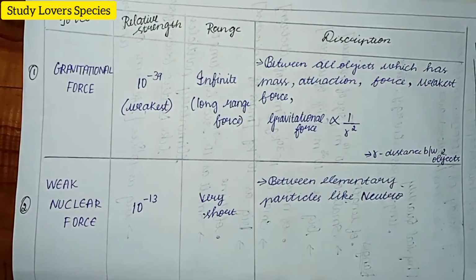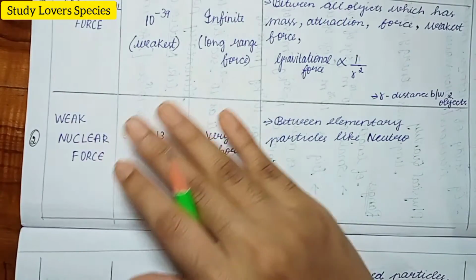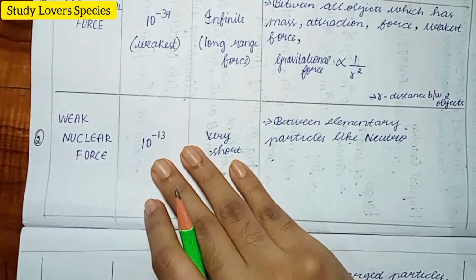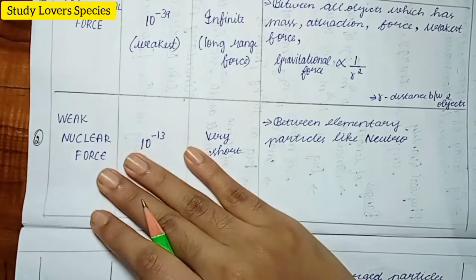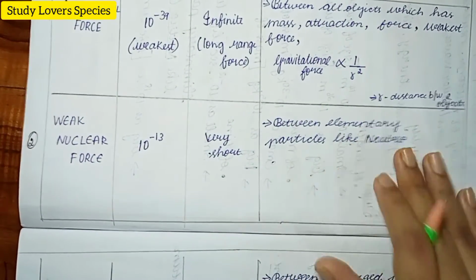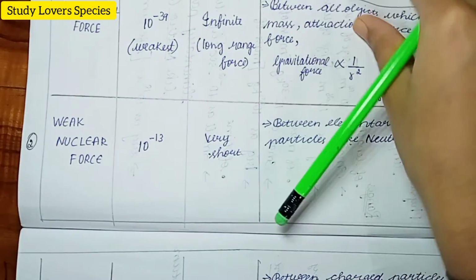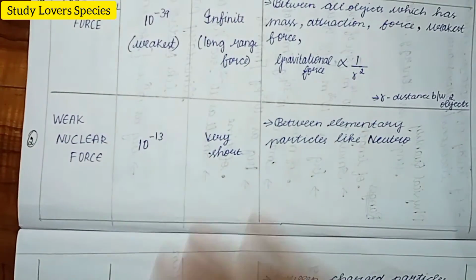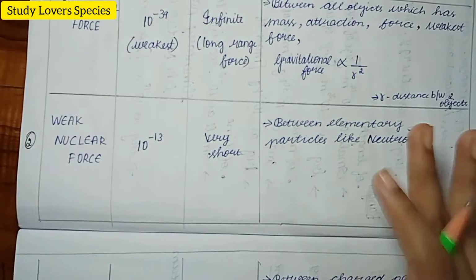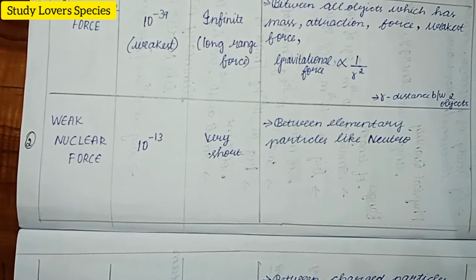Understood? Then the weak nuclear force, its relative strength is 10 power minus 13. Its range is very short. This weak nuclear force acts between elementary particles like neutron. We have learned about neutron, it will die soon, right? It acts between elementary particles like neutron.